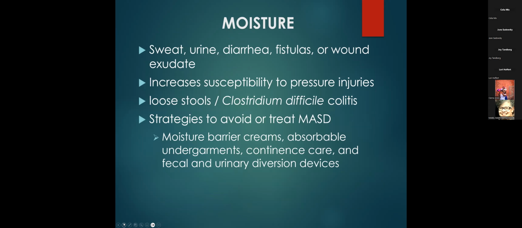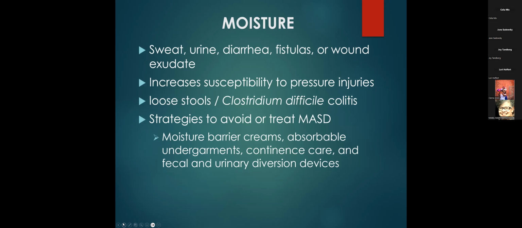One of the toughest things to deal with, particularly in the bedbound patient, is Clostridium difficile colitis. A lot of times these people are on multiple antibiotics and they become C. diff positive. And they have lots of loose stools, frequent loose stools that just get into the wounds. And you can't do a diverting colostomy because they're infected. So it's just a real tough nut to crack.